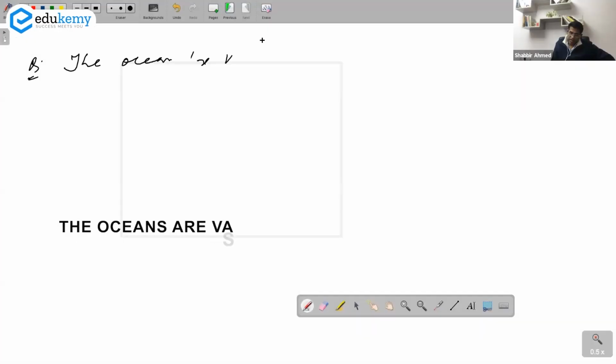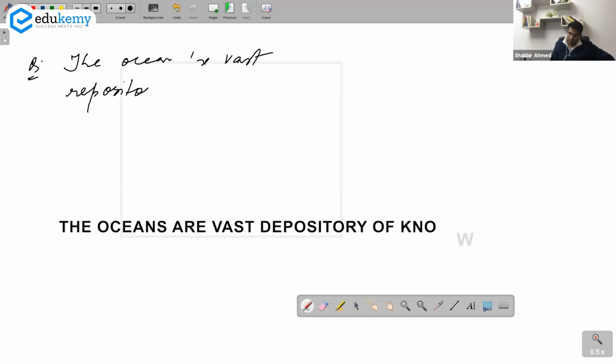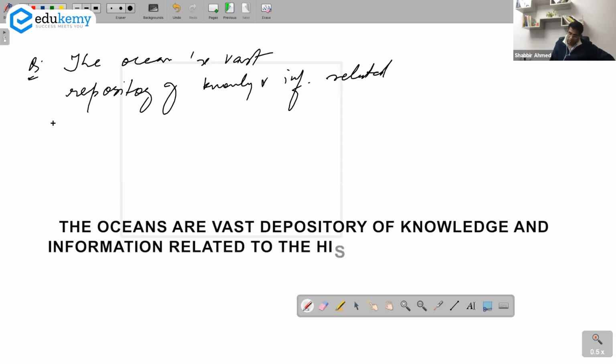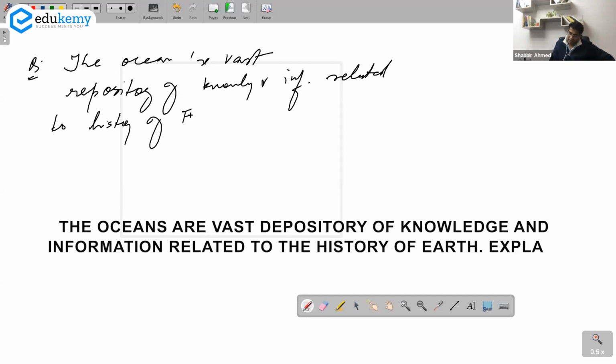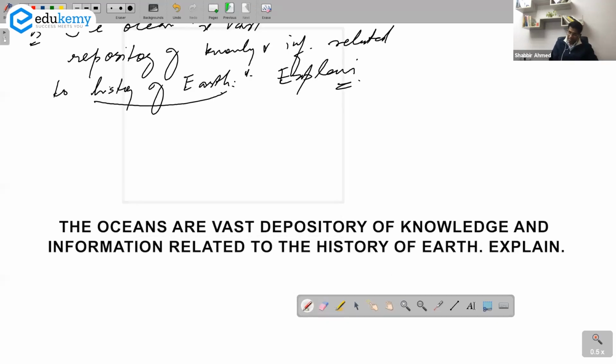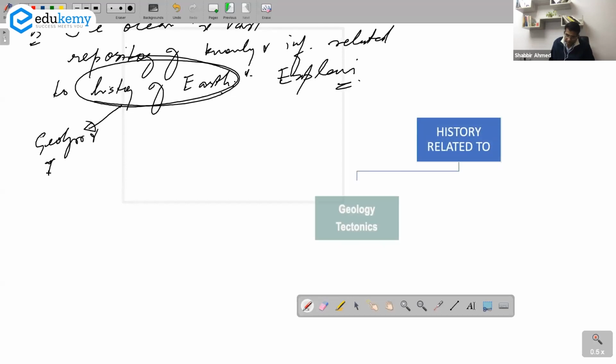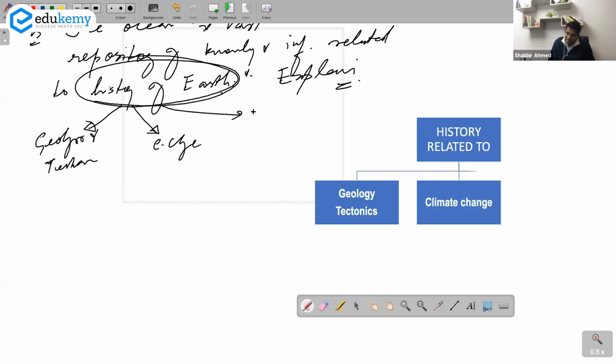Oceans are a vast repository of knowledge and information related to the history of the earth. Explain. When I say history of the earth, what am I referring to? History is of three things: the history related to geology and tectonics, the history of climate change, and the history of life form evolution.